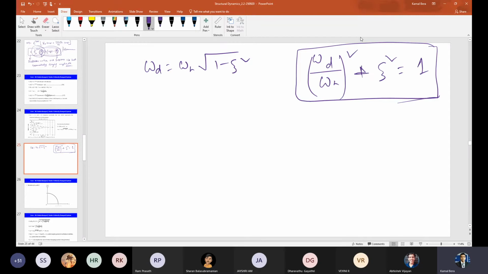What does it represent? It is the equation of a circle with axes omega_n and omega_n zeta, with a radius of 1. We are interested only in the first quadrant because all of these are positive quantities. So if I draw it, actually the figure is already there.